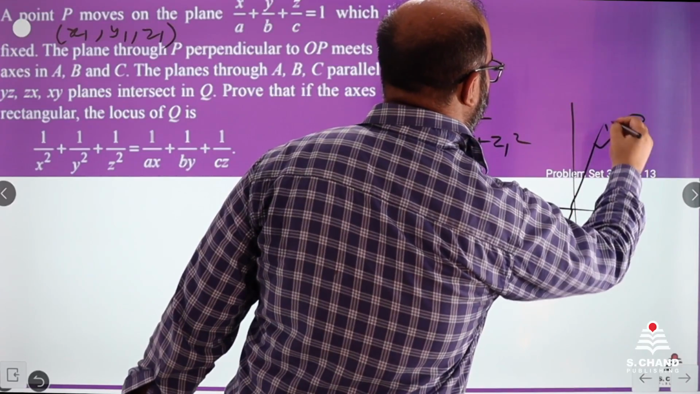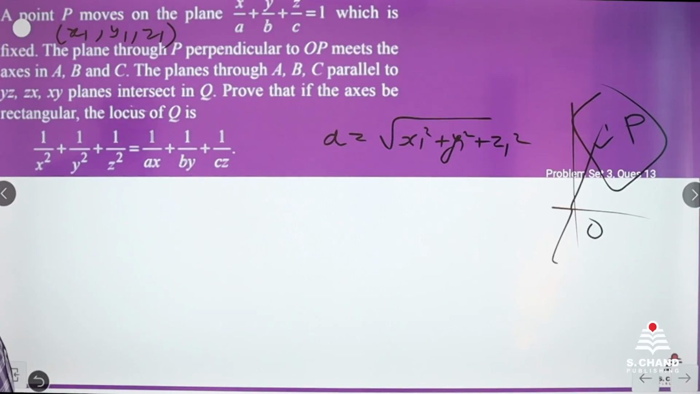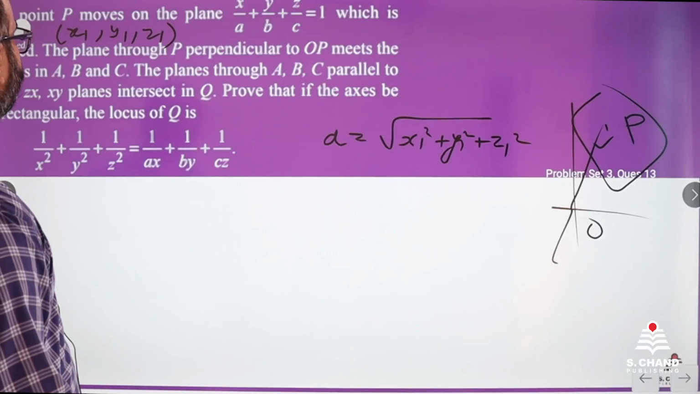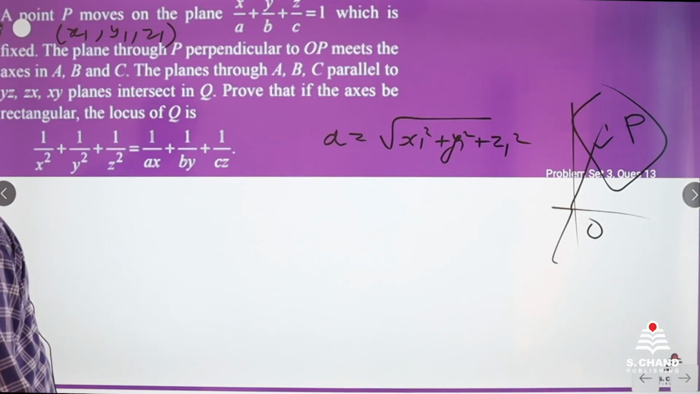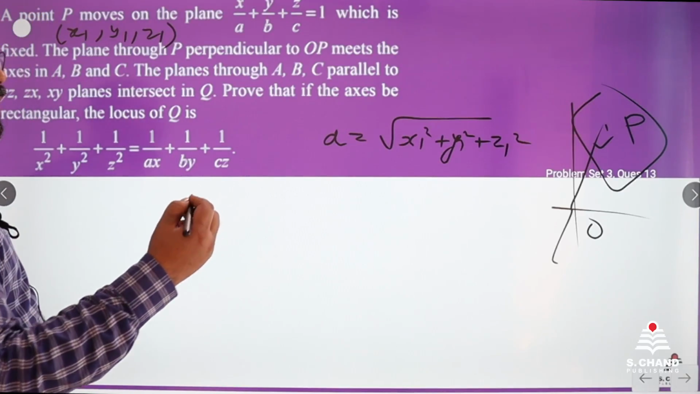And if we have this distance, what are the direction ratios? So this is x1, y1, z1, because this is the point on the plane. So the normal, the axis we have to find. The point is on this plane, which is fixed, right? The plane should be perpendicular to OP, meeting the axes at A, B and C. So if we take the plane perpendicular to OP, then the normal is x1, y1, z1.